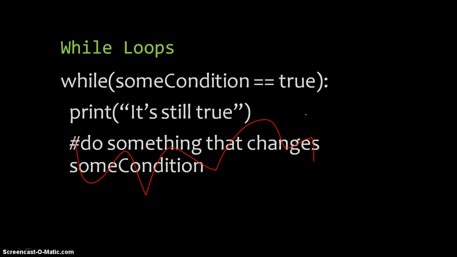Well, if it's never going to be greater than or equal to 100, it's always going to be less than 100 and it's always going to be true, and the while loop is never going to end. So make sure if you're using a number or whatever that its value changes. So you can turn any for loop into a while loop.